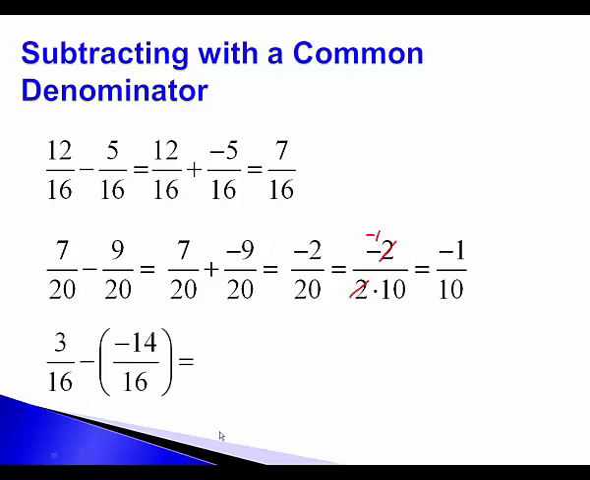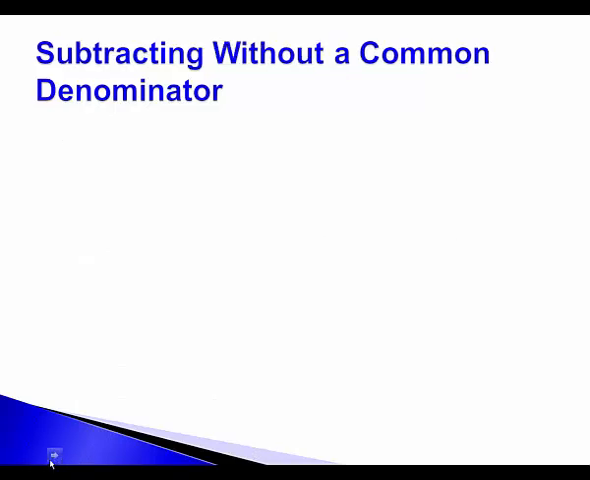One more example would look like this: 3 over 16 minus negative 14 over 16. I'm going to begin by adding the opposite since I already have common denominators. When I add the opposite, I get 3 over 16 plus 14 over 16. I simply add the numerators, and I get 17 over 16. Now what I'd like to do is look at some problems that do not have common denominators and see if we can work them.